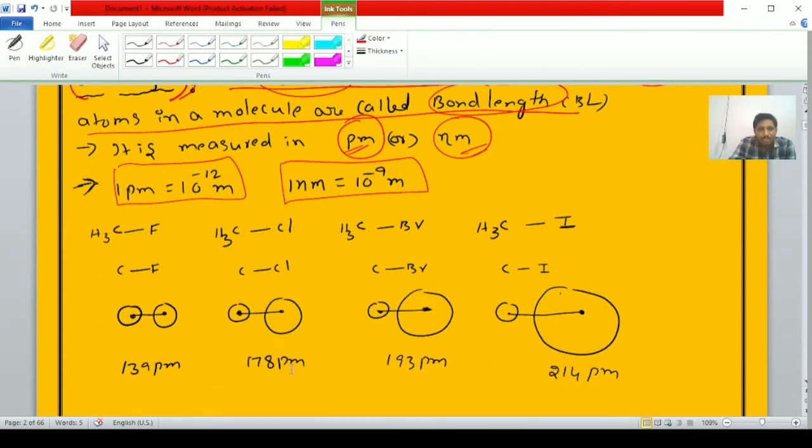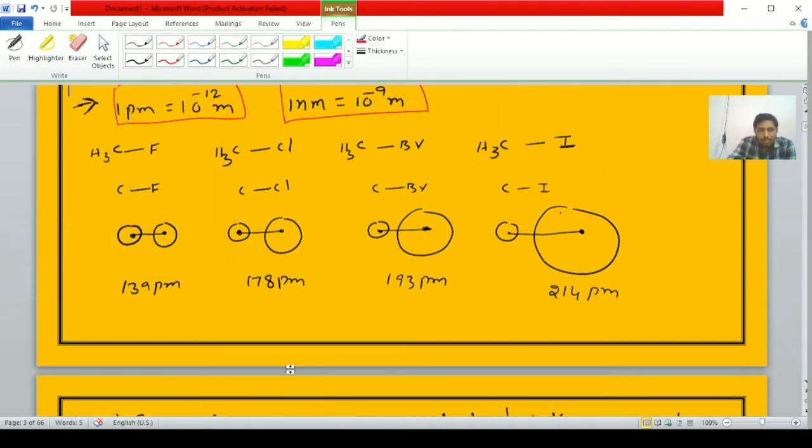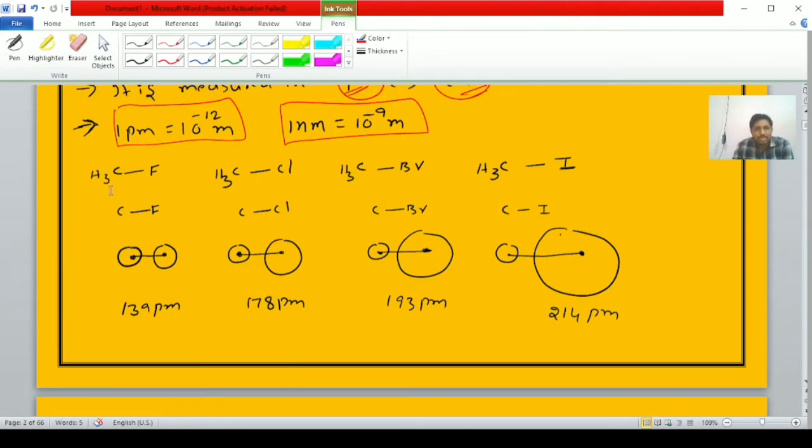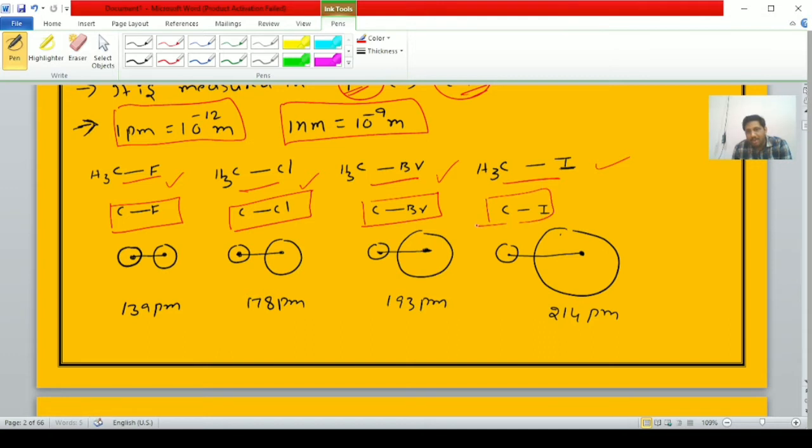Now we are discussing, student, the bond length of these compounds. Let us consider the following alkyl halides: methyl fluoride, methyl chloride, methyl bromide, methyl iodide. Their corresponding IUPAC names are fluoromethane, chloromethane, bromomethane, and iodomethane. In methyl fluoride, the carbon halogen bond will be C-F. Here carbon-chlorine, here carbon-bromine, here carbon-iodine, student.